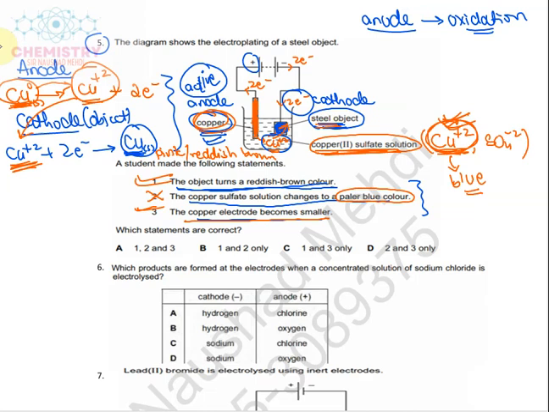And the mass at the steel object, since the copper is now depositing at the steel object, will start increasing, but the mass at the copper anode will be becoming smaller or decreasing. So statement number 3 is also correct. So 1 and 3, both of these statements are correct, so option C is the correct answer.